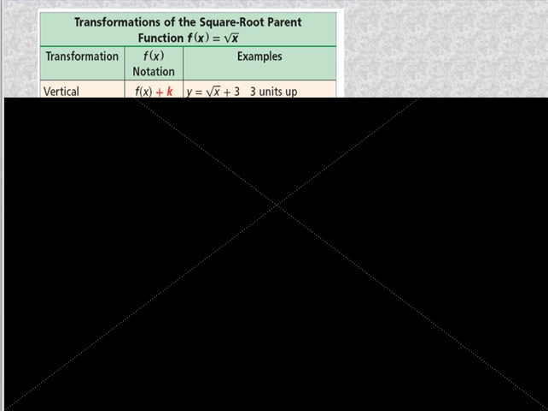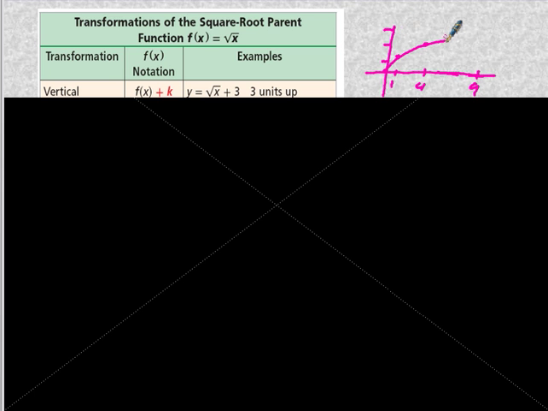All right, now we're going to look at transformation. So we know the parent function. It looks like this. It starts at 0, 0, and then the square root of 1 is 1. So we're going to have a point at 1, 1. If we go to 4, the square root of 4 is 2. So we're going to have a point at 4, 2. And then we have to go all the way over to 9 to get to our next point. So that's what our parent function looks like.